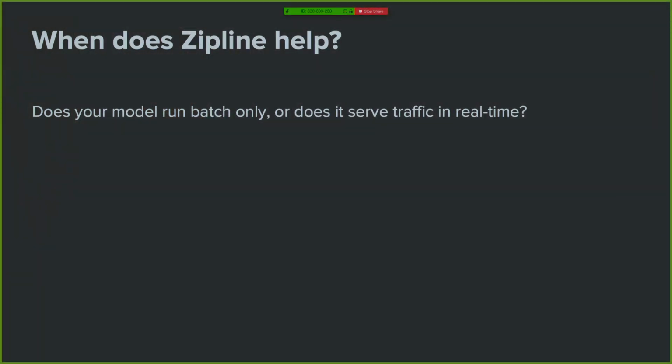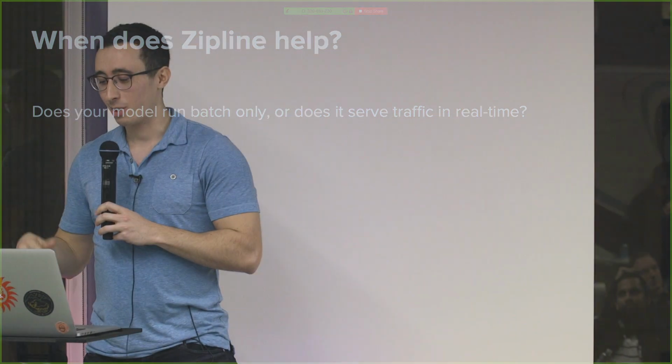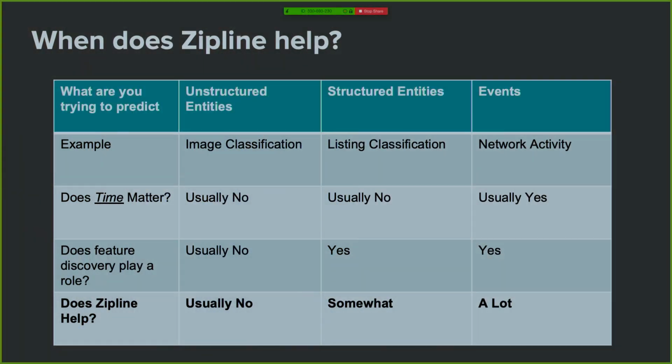And the next question, and again, I think this was talked about just a minute ago, is does your model run in batch only, or does it serve traffic in real time, right? This is kind of the other case which is relevant to whether Zipline is useful for you or not, or whether the service that provides these backfills of feature data is useful for you or not. And so kind of breaking it down in the graph, basically as we move from left to right, from my first one of image classification to my last example of network activity, Zipline goes from maybe not very useful at all, probably, to extremely useful, as in it's very hard to do ML without something that solves these problems for you.